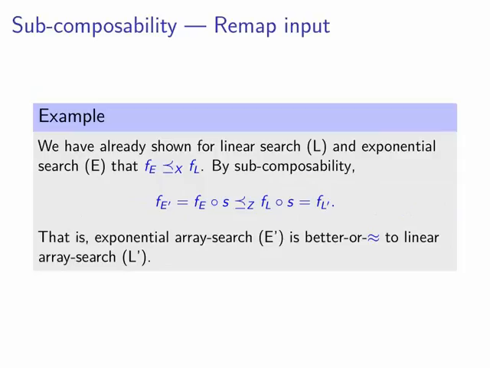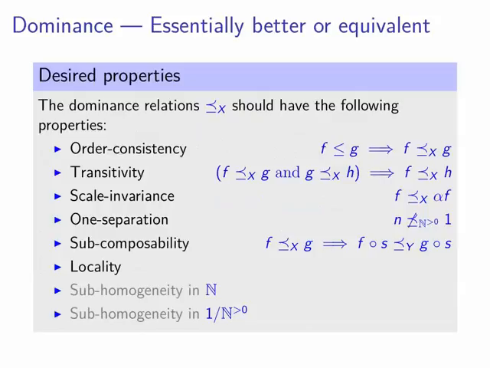We already showed that FE is dominated by FL. By subcomposability, exponential array search is dominated by linear array search. The next property is locality.